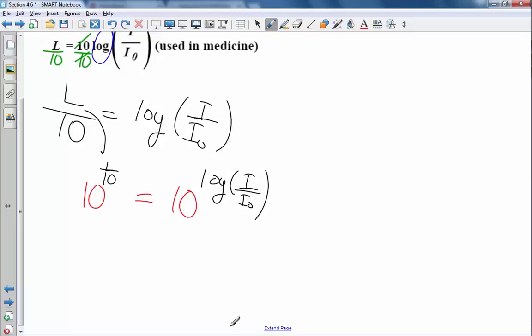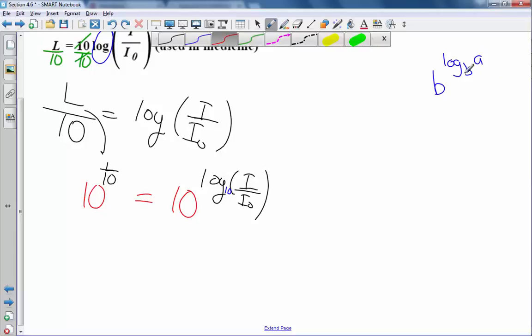Cancel the log. Look, a common logarithm, a logarithm with no base, has a secret base 10. And once upon a time, in section 4.3, I believe, if you have log base b of b to the a, if these two b's match, what happens? They cancel. These two cancel, that means your princess in the dungeon, there is no more dungeon.